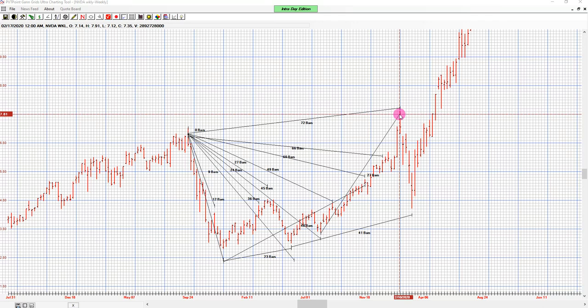So look at 36 as a cycle of price and time, and the 6 increments or 6 harmonics of that. I'm going to come back with another video and we'll take a look at some different price action things we can do with this Nvidia chart.